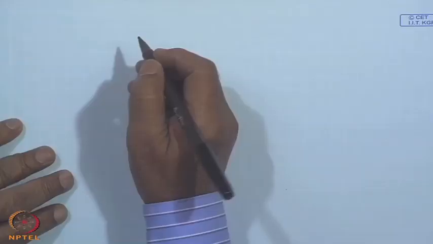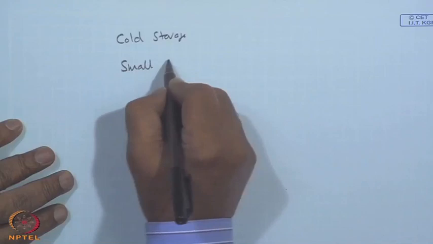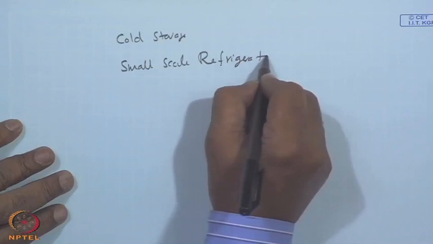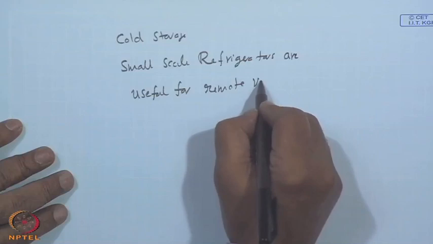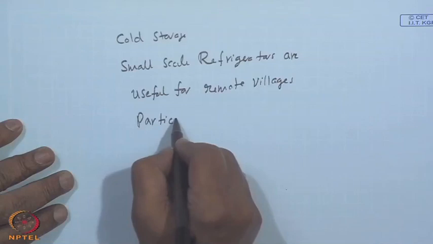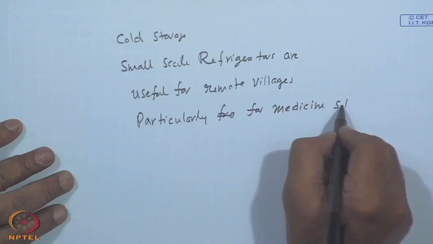However, there are n number of, I am not an expert, metal hydrides, hydrogen halides, etc. being used with the absorption principle, and they may meet with some success. But essentially this cold storage also, and small scale refrigerators are useful for remote villages, particularly for medicine storage, etc. So this is in vogue.